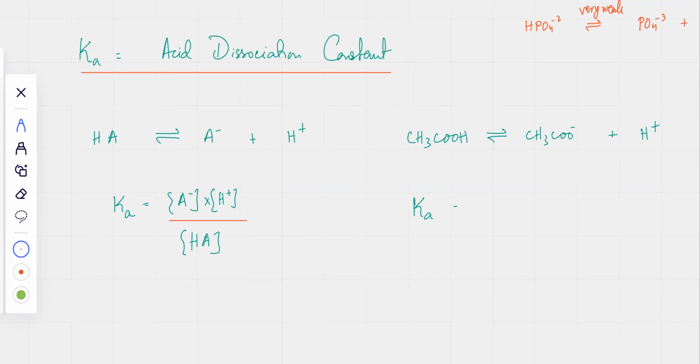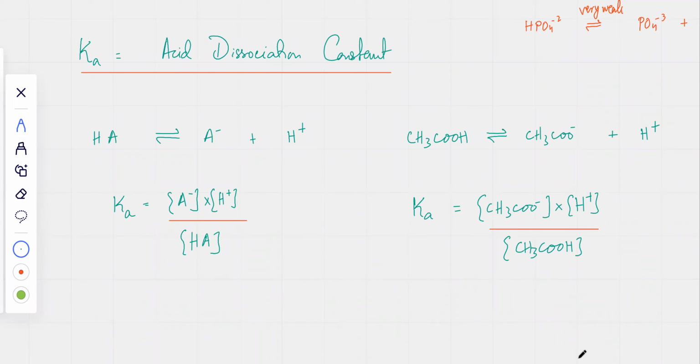So for example, if I write the expression for Ka for this one, it's going to be the ethanoate ion concentration multiplied by the H+ concentration, and divided by the acid concentration, which is CH3COOH. So every time, no matter what the acid is, Ka is going to have the same kind of expression.